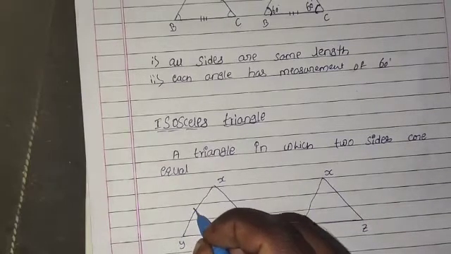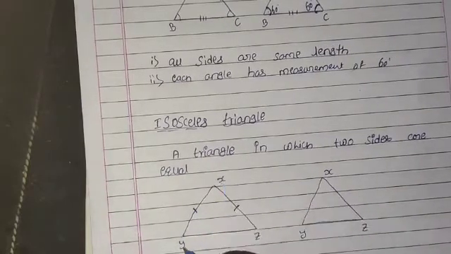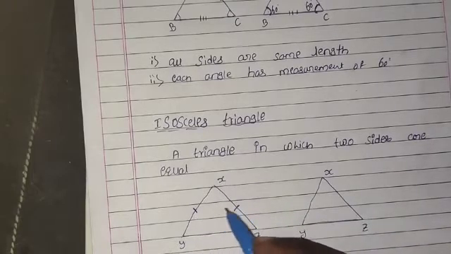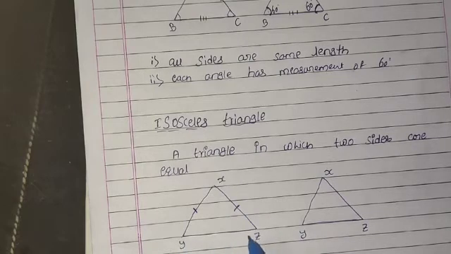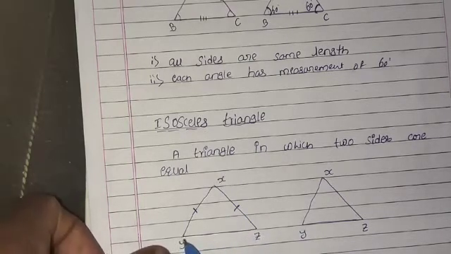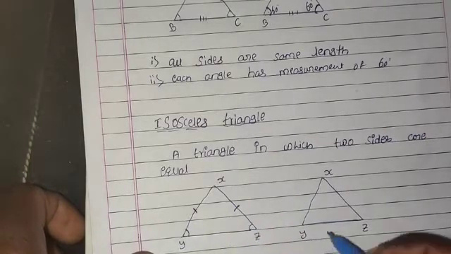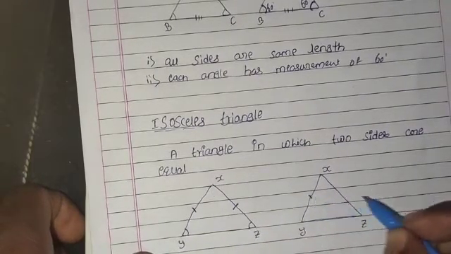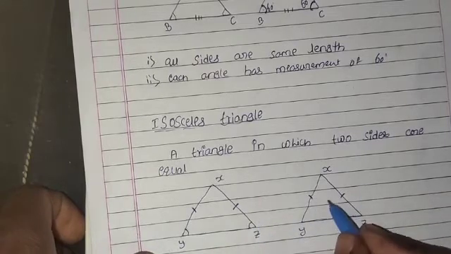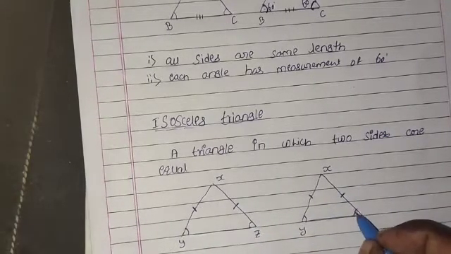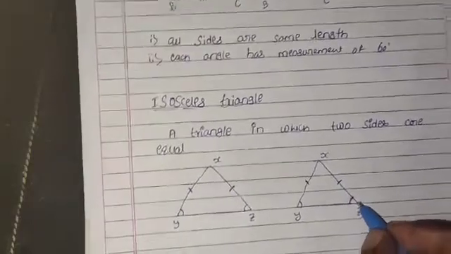Here XY is equal to XZ. These two sides are equal, and Y and Z are the base angles, Y angle and Z angle. Here also the same, XY is equal to XZ because both triangles are identical. Here also, Y angle and Z angle are the base angles.